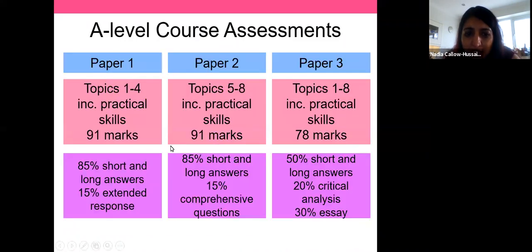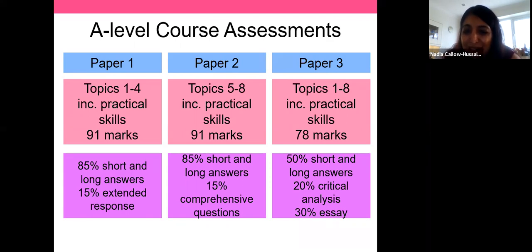And the next one, Jack, the assessment of the course is done under normal circumstances with 3 exams. You've got paper 1, which is based on the topics 1 to 4, but includes any of the practical skills. Paper 2 is based on the topics 5 to 8, including practical skills. And paper 3 is the one that combines all of the work you've done over the 2 years together. And you have to do an essay question, which is worth 25 marks.